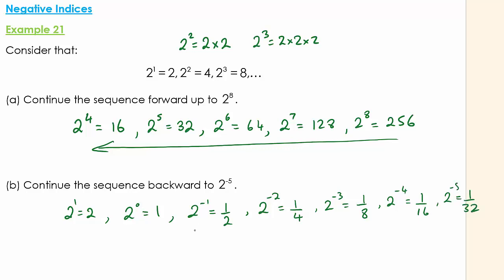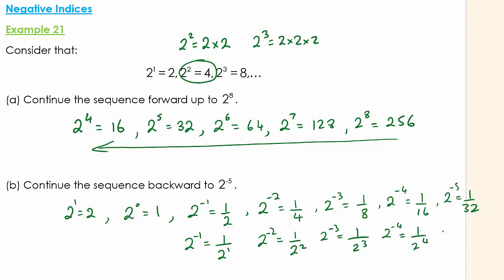Now, the interesting thing here is that 2 to the negative 1 is 1 over 2 to the power 1. 2 to the negative 2 is 1 over 4, which is 1 over 2 squared. If we think up here, 2 squared is 4. And 2 to the negative 3 is 1 over 2 cubed. 2 to the negative 4 is 1 over 2 to the 4. 2 to the negative 5 is 1 over 2 to the 5. And that's going to become important in what we're considering moving on from this point.